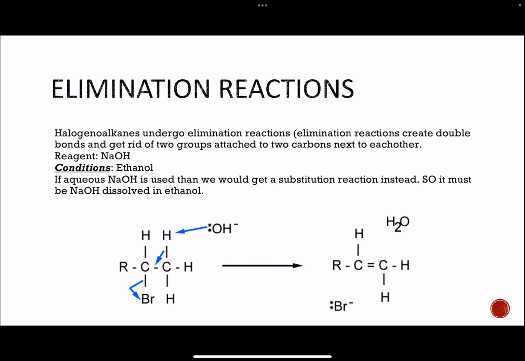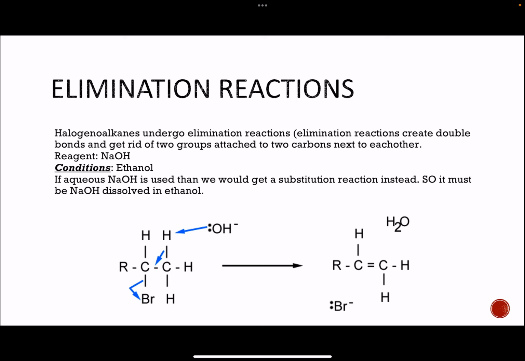All right, so final type of reaction for today. And remember, next class, when I'm back in class, we're going to go over the mechanisms for nucleophilic substitutions. You do not have to memorize the mechanism for elimination reactions. However, I do have it here if you'd like to see it. But you don't have to memorize a mechanism for elimination. It's not in the standards.